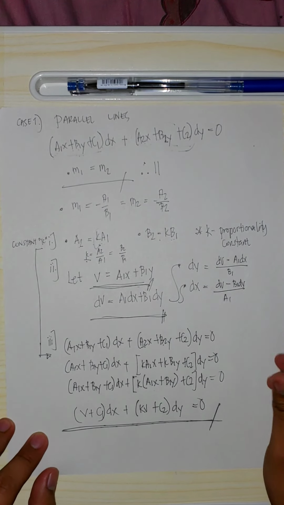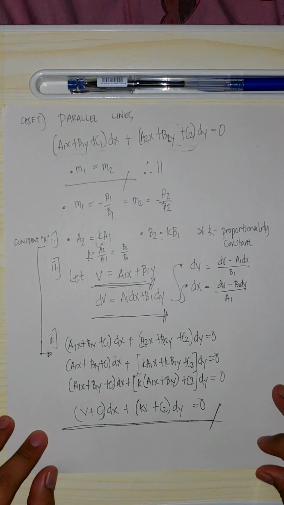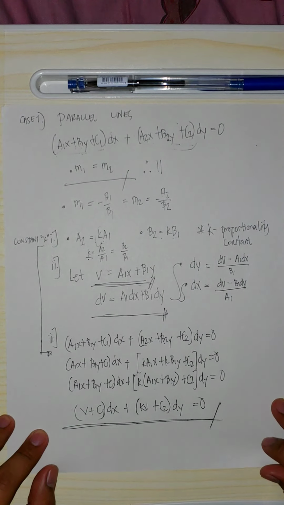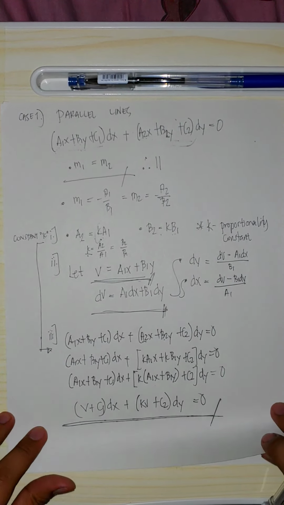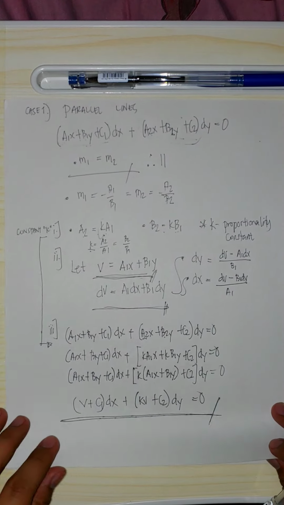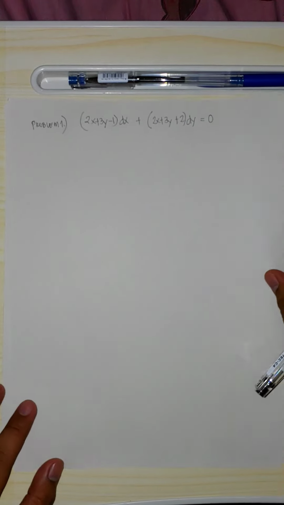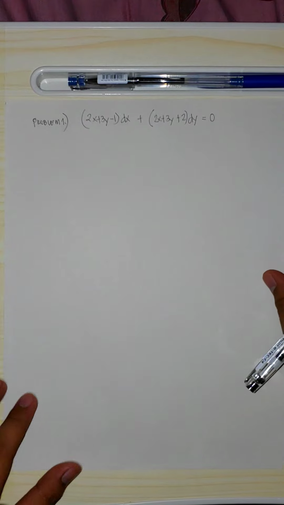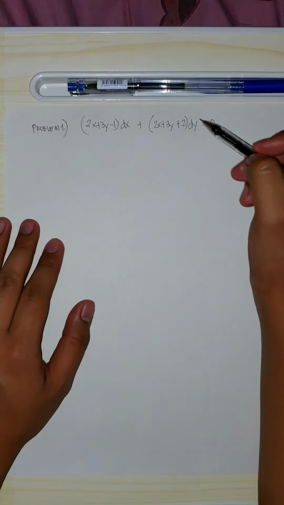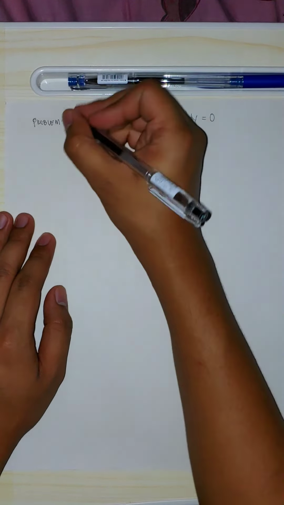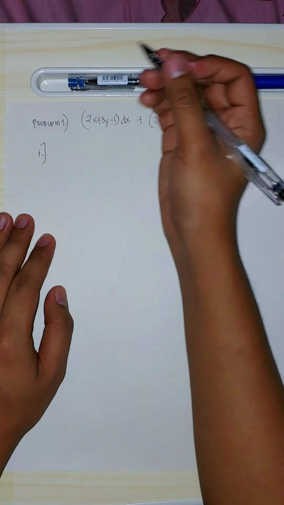Next, actually we can have a variable separable for this type of equation. So now let's proceed to our sample problem number 1 to discuss further the first case on parallel lines. So what is our first problem? We have a given sample problem here: quantity 2x plus 3y minus 1 dx plus quantity 2x plus 3y plus 2 dy equals 0.